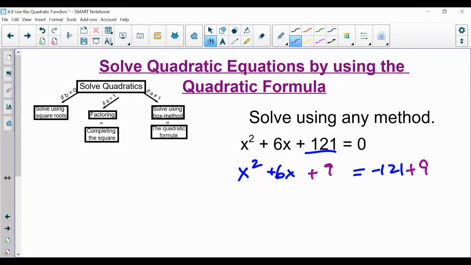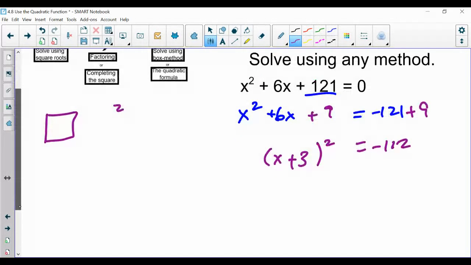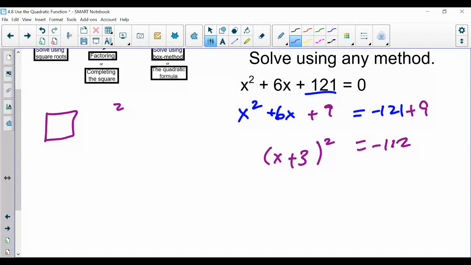We would have to add it to the other side as well, meaning that the right side of our equation is going to be negative 112. The left side will always factor because this is completing the square. Square doesn't mean square, it means square. So it's going to factor into something squared. What multiplies to 9 that adds to 6, that would be plus 3.